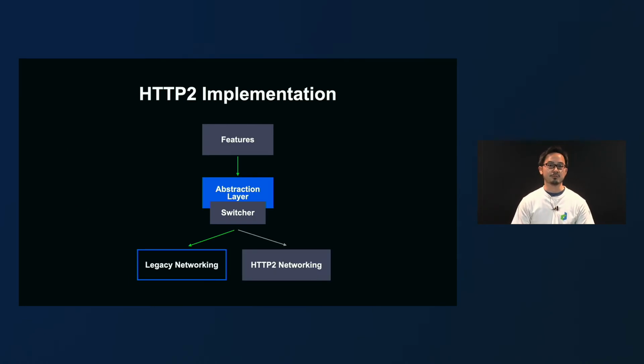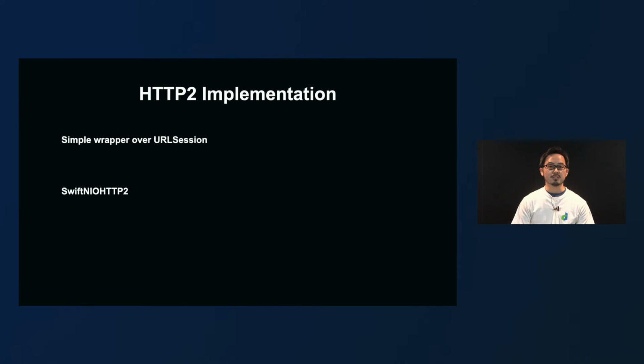So now we have the structure ready, and we can start implementing the HTTP2 behind the abstraction layer. We wrote something like a switcher that can switch between networking implementations. Some facts about our HTTP2 implementation: we first tried some simple wrapper over URLSession, but then found some problems with it. So now we're trying SwiftNIO HTTP2.